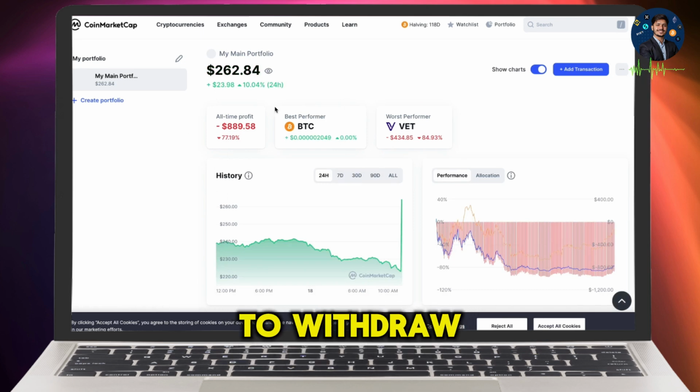Now if you need to withdraw cash, go back to the actual exchange holding your crypto. So for example, on Coinbase you can sell and withdraw to your bank.